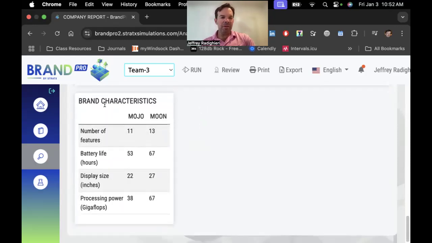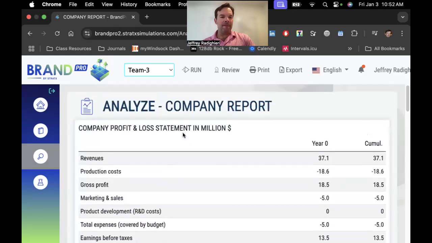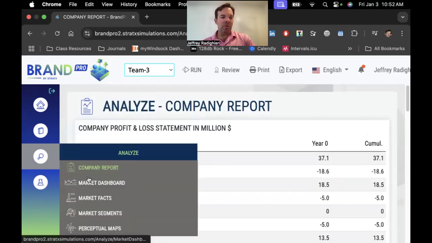Okay. This table here shows you the physical characteristics of each of your brands: the number of features, battery life, display size, and processing power. And these things you can modify upwards or downwards. Generally, you will modify them based on the desires of whoever it is that you are targeting. So if you're targeting savvy shoppers and they want a battery life that's higher than this, you would want to go in and modify the brand to have a higher battery life. Okay. All right. So that's the company report.